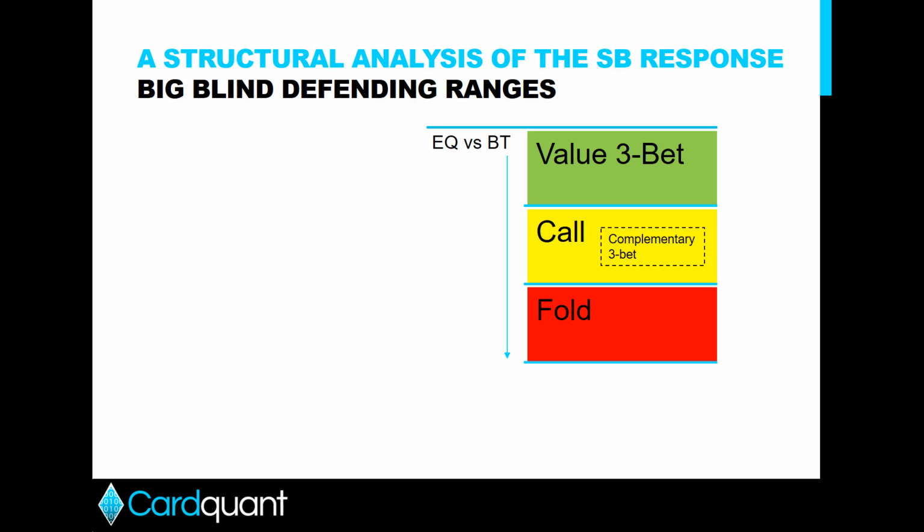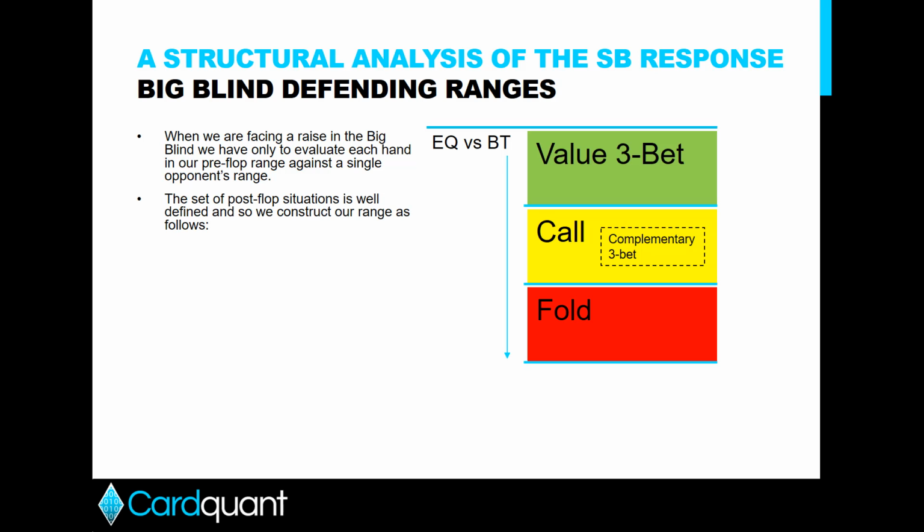The graphic on the right indicates a single factor metric, which is the equity against a button open, and how we will break down our entire preflop range into different actions depending upon this equity against that button open. So when we're facing a raise in the big blind, we only have to evaluate each hand in our preflop range against a single opponent's range. The set of post-flop situations is well defined, and so we construct our range as follows.